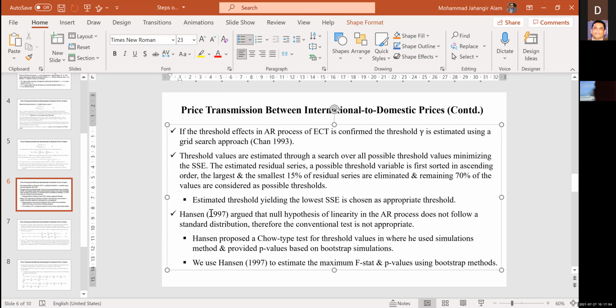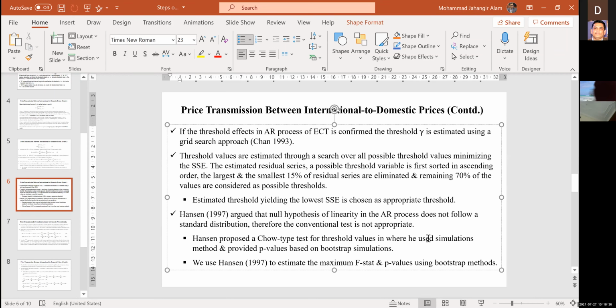Hansen 1997 proposed a Chow type test for threshold values, where he used a simulation method and provided p values based on bootstrap simulations. So here we'll be doing bootstrapping of like 5,000 or 10,000 values, and then we'll find the new p values. Then we can see whether the estimated threshold gamma is significant or not. Based on that decision, we can use the threshold error correction model or just the error correction model. And if the threshold is identified, we then see whether it follows any asymmetric behavior or just symmetric.